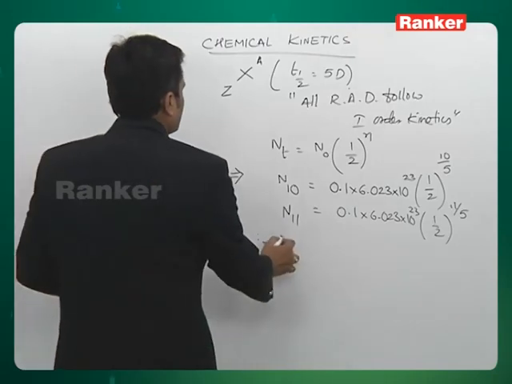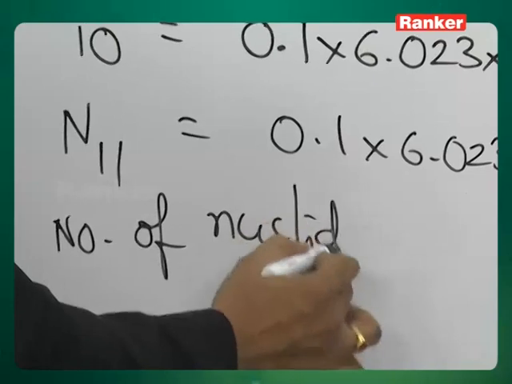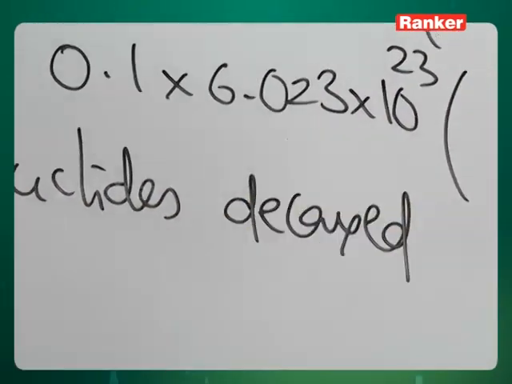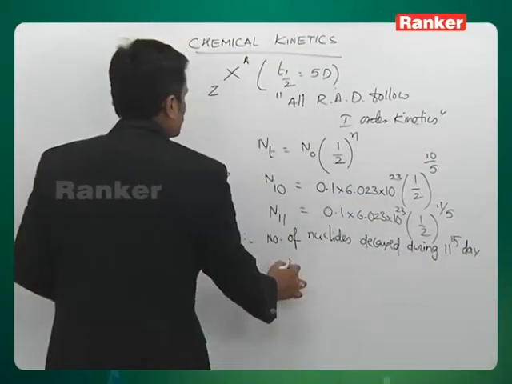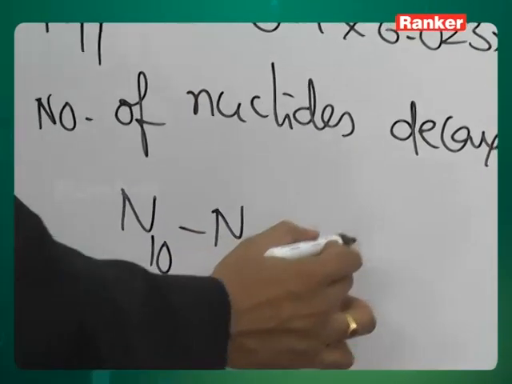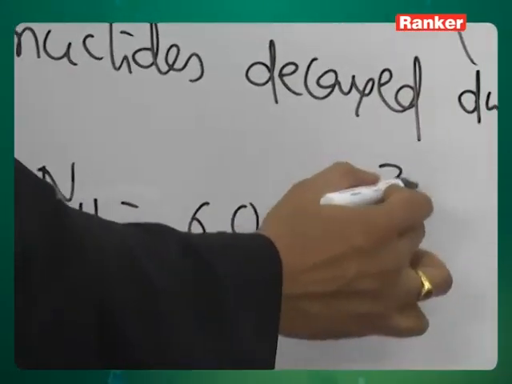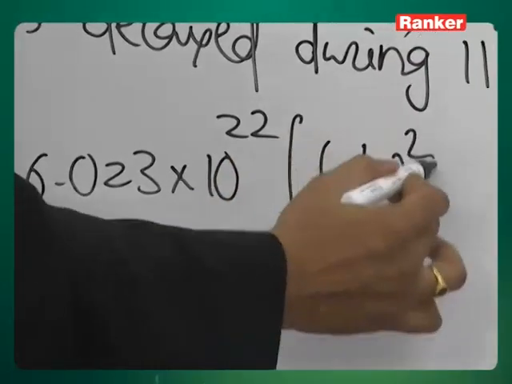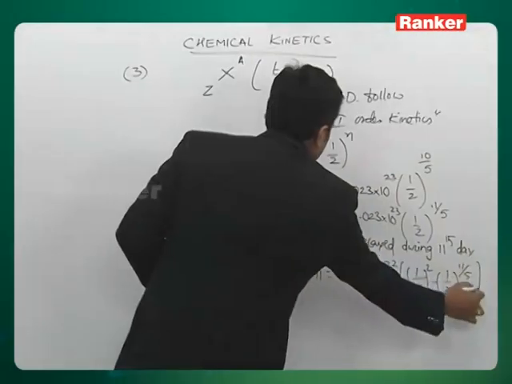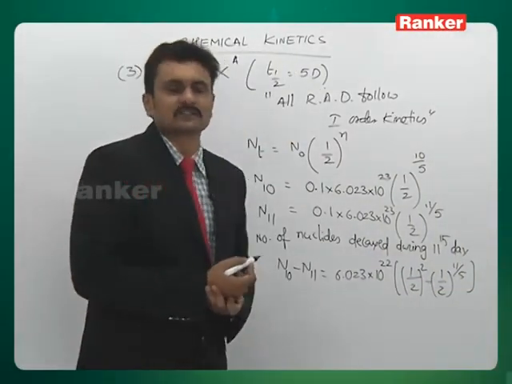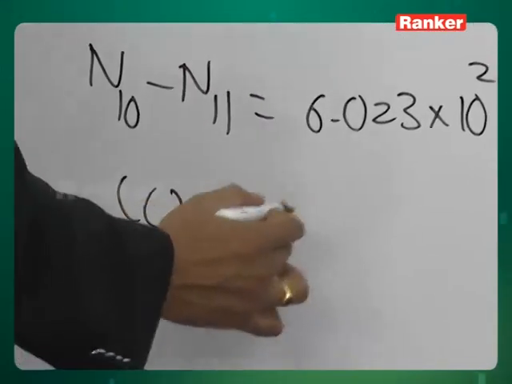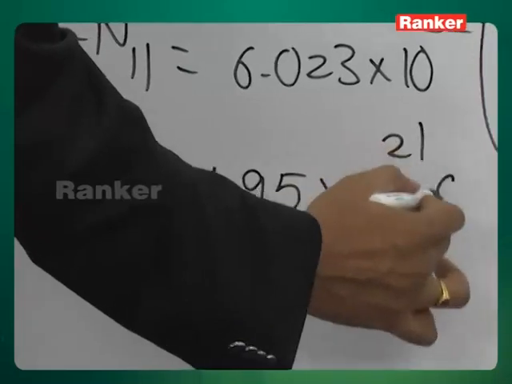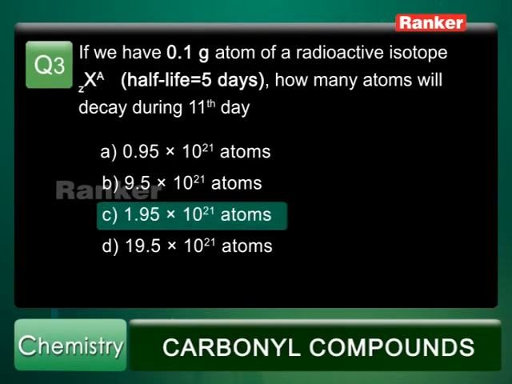So therefore, the number of nuclides decayed during the 11th day is equal to n10 minus n11. Now simplification of this will give you the number of nuclides that decayed during the 11th day, and the answer for this question is C. That is 1.95 into 10 to the power 21 atoms of this radioactive isotope have decayed during the 11th day.